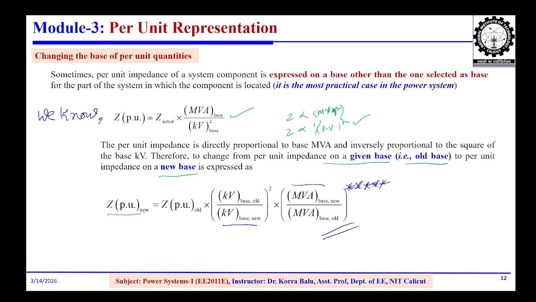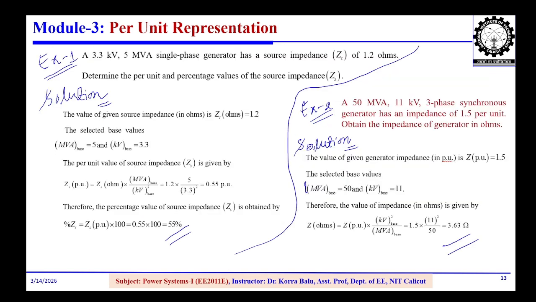So Z per unit new is equal to Z per unit old into, according to this, we have seen that Z per unit is inversely proportional to kV square, so the new base by old base; and the MVA base is directly proportional to the Z per unit, so again the new base by old base. By using these formulas, we can calculate the change in base values. So we'll see some of the problems.